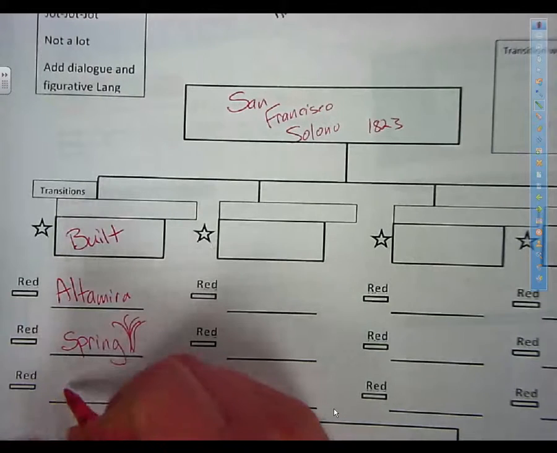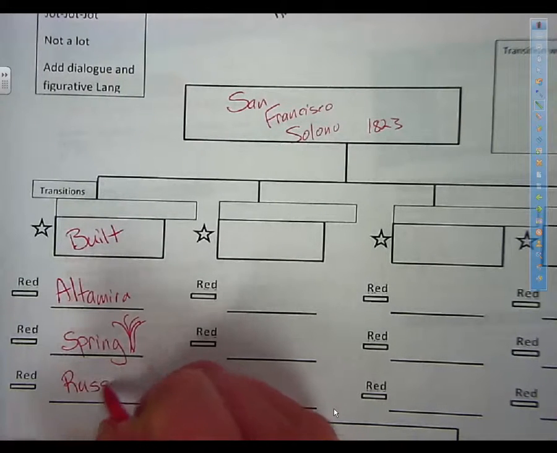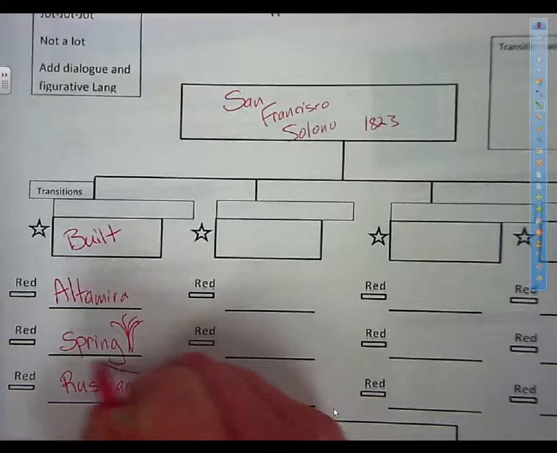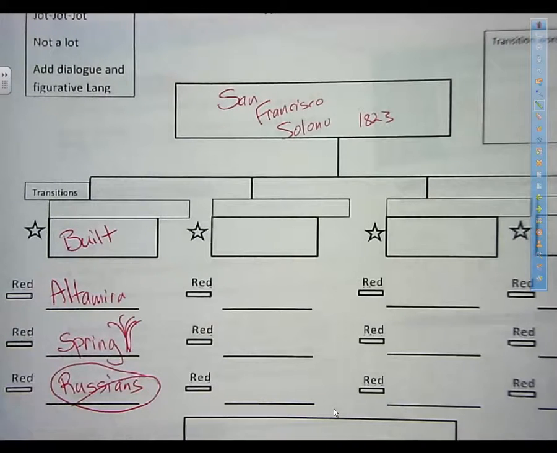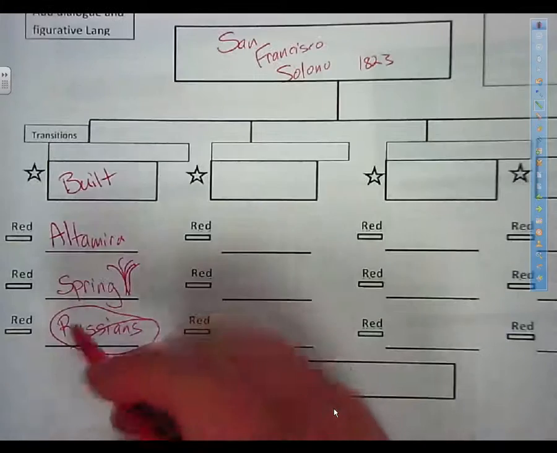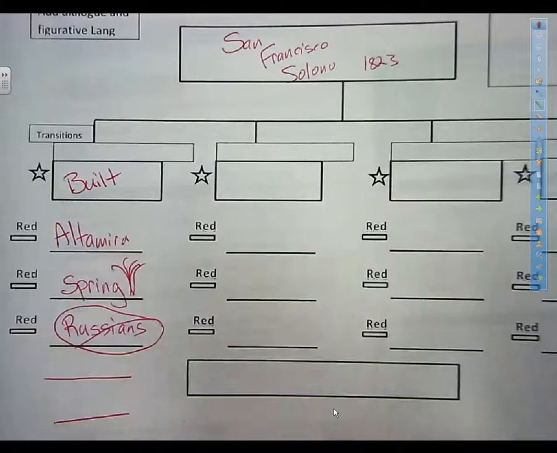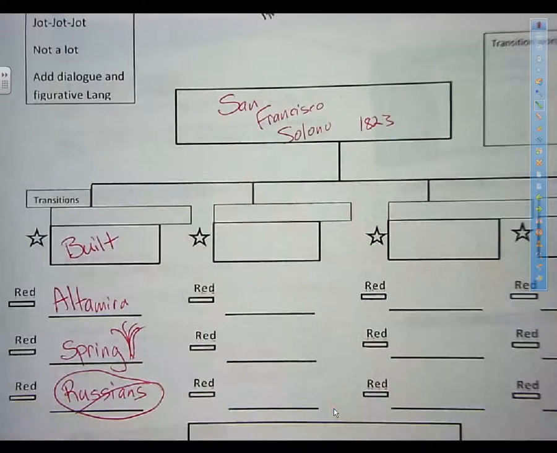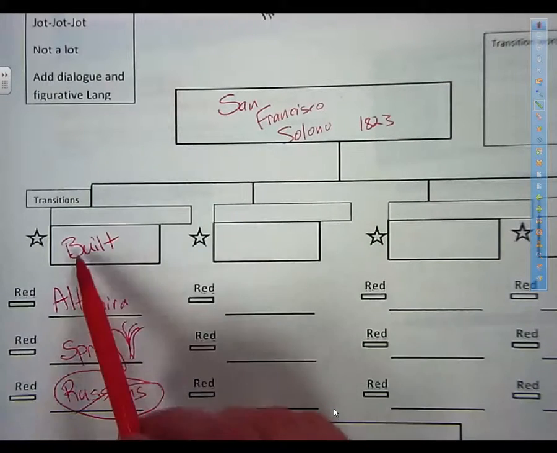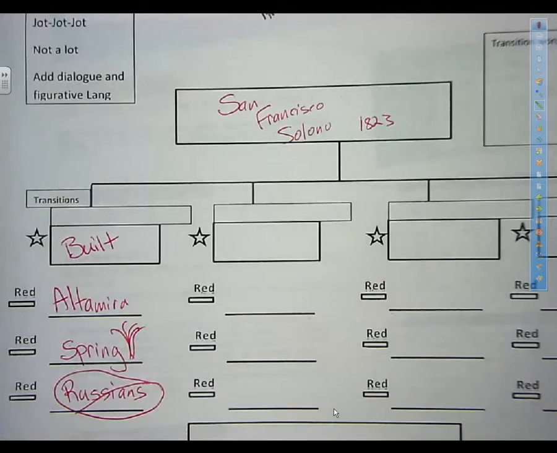It was also started because they wanted to try and drive the Russians out of California because the Russians were kind of taking over. They weren't happy about that. Okay, you can continue making more lines. You don't have to use a specific page either. If you want to just get a piece of lined paper and just kind of sketch it out this way, that would work as well.